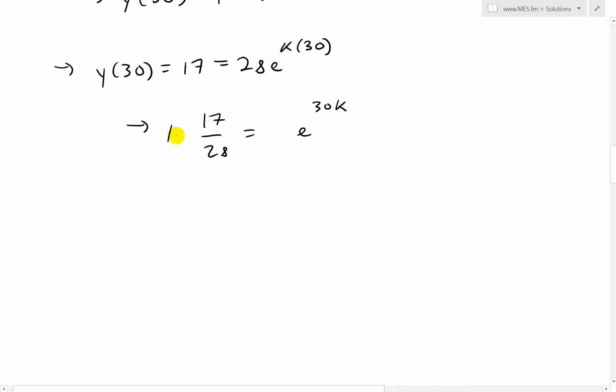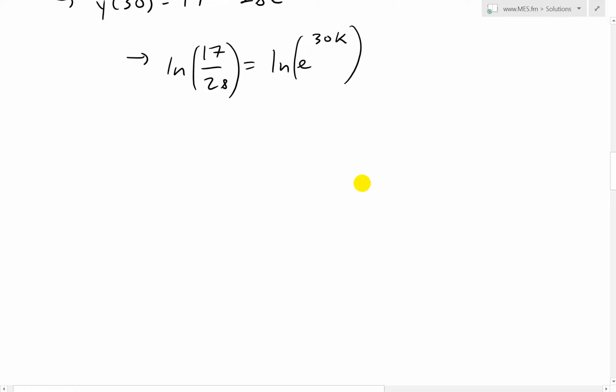Now, like always, we take ln of both sides so that we get rid of the e, based on the natural log properties, which you can see in earlier videos linked below. So this part here is just 30k. Now we divide both sides by 30 to get k. So k equals 1 over 30 times ln of 17 over 28. That is our k value.